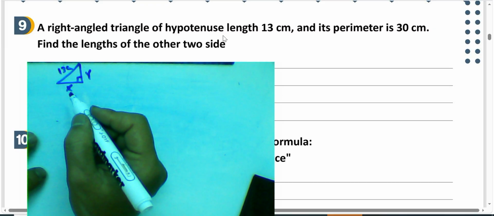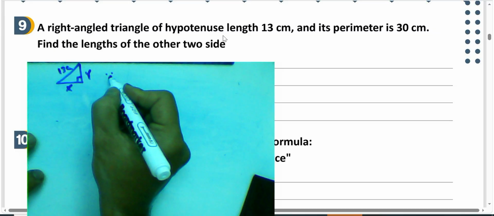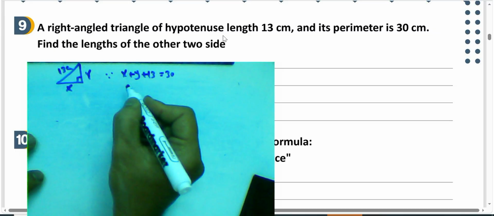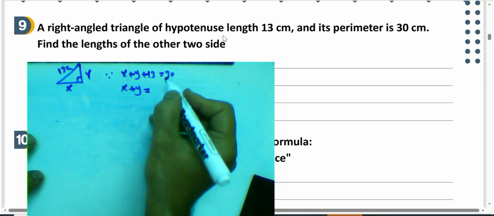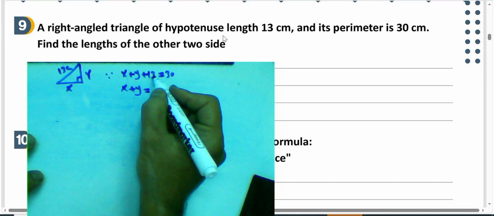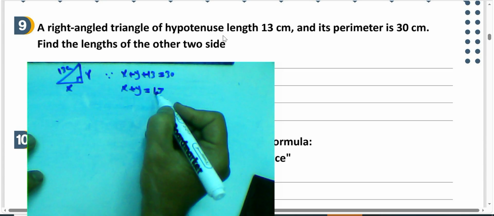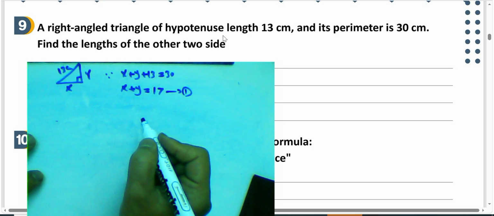He gave you the perimeter was 30, such that x plus y plus 13 equals 30, so x plus y equals 30 minus 13. It will be 17. Then this is relation number 1.